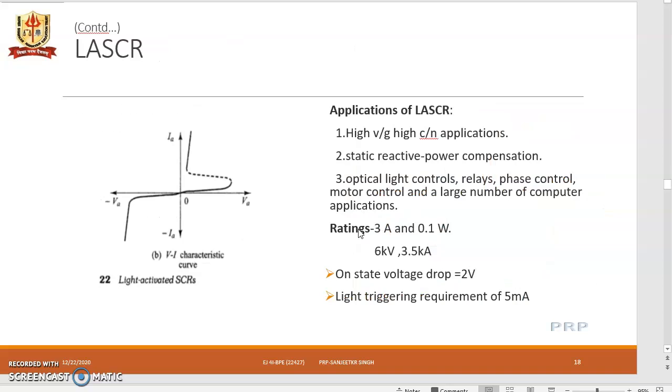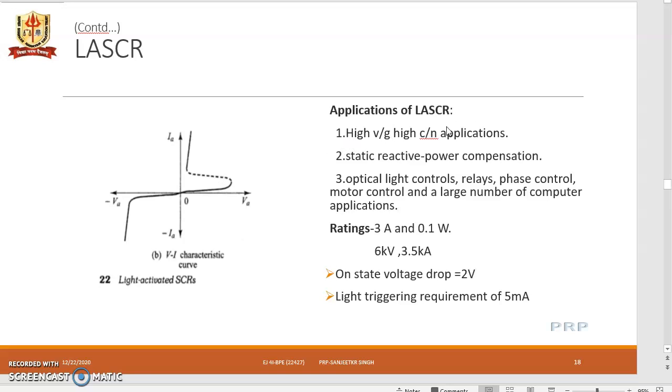Now, the VI characteristics of the LASCR are similar to those of the SCR, the silicon controlled rectifier, with the forward blocking mode, transition state and forward conduction state. Down here we have the reverse blocking mode and very high current flowing when the reverse breakover voltage is reached. By providing the gating current or increasing the light intensity, the breakover voltage can be reached earlier.